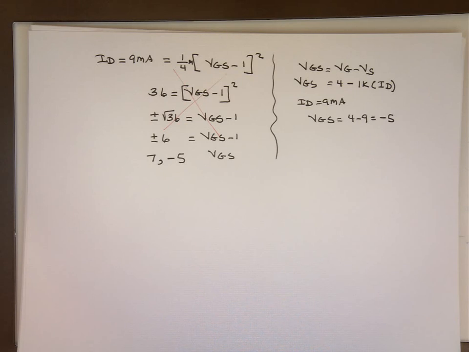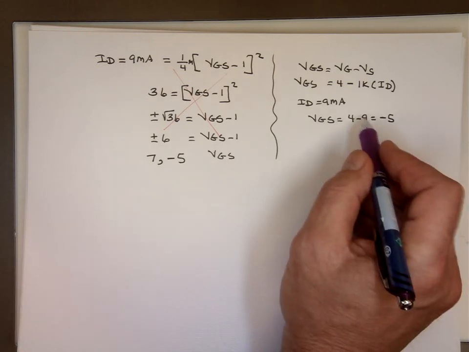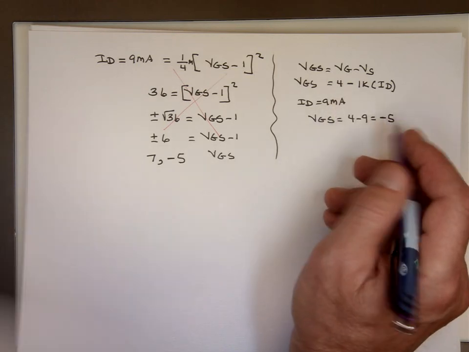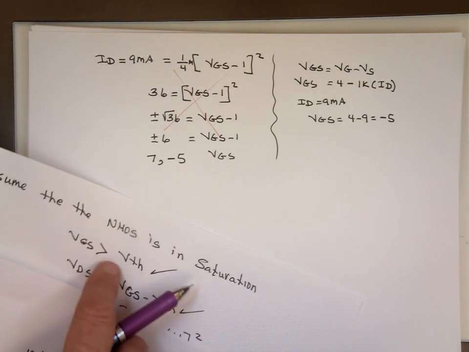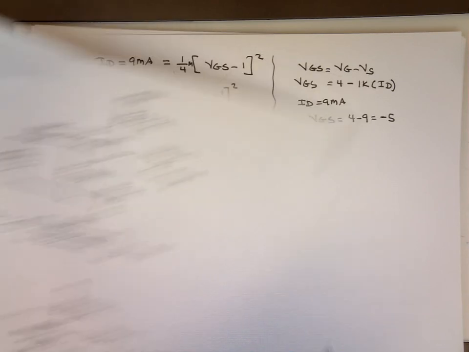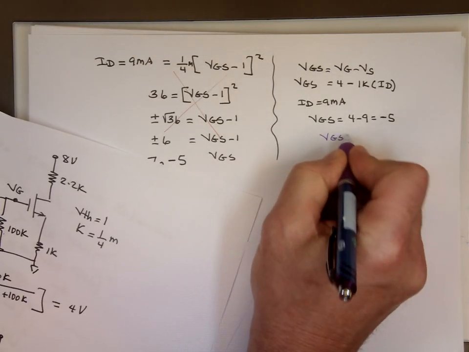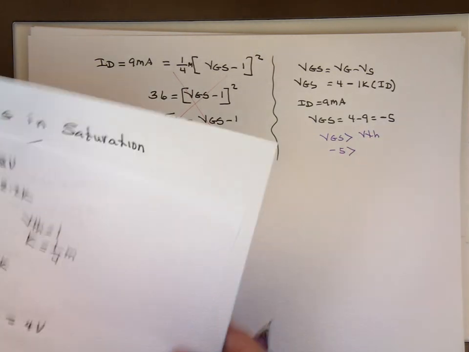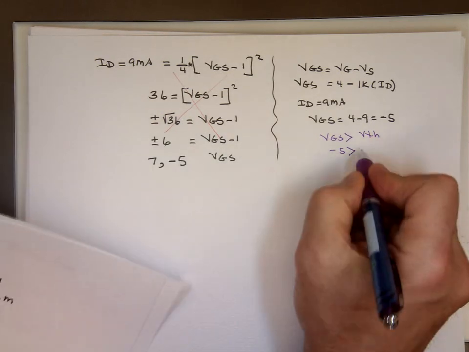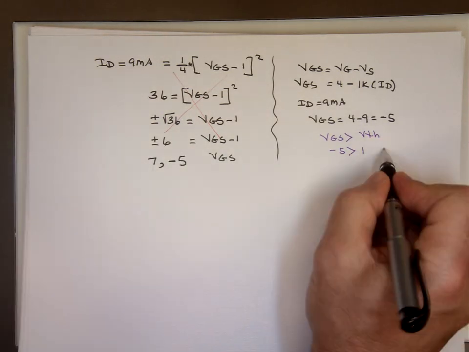Now, can it be negative 5? We need to prove that what? Where's my condition? VGS is bigger than V threshold. My threshold voltage is 1. Is negative 5 bigger than the threshold, 1? No. So this is not going to work.